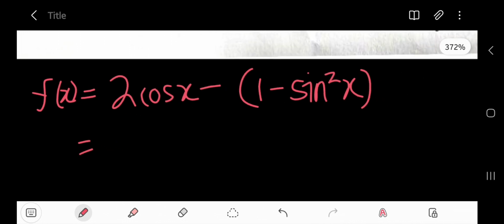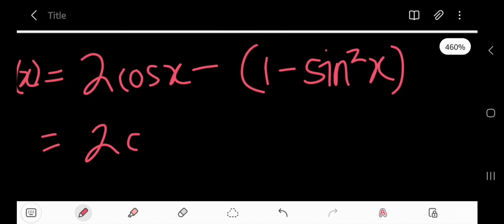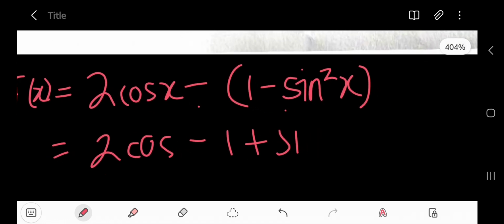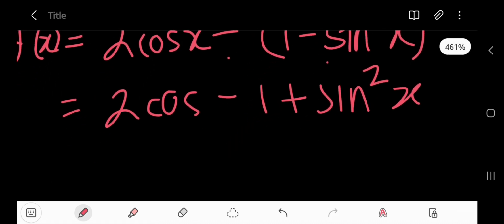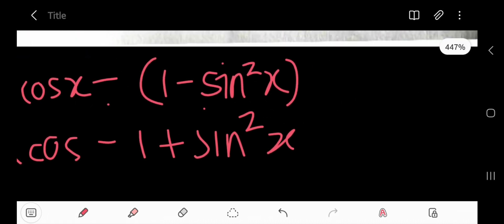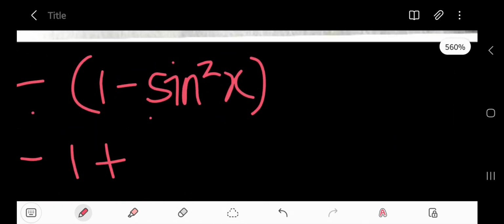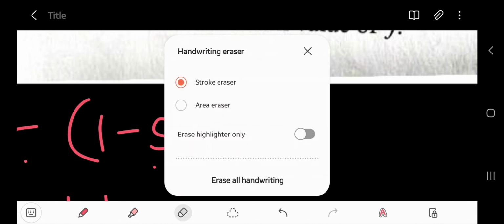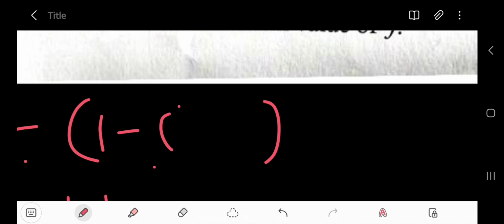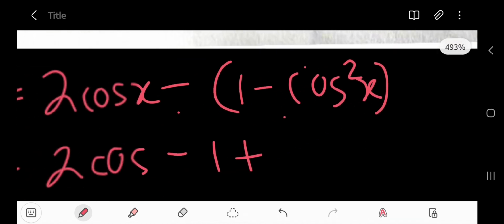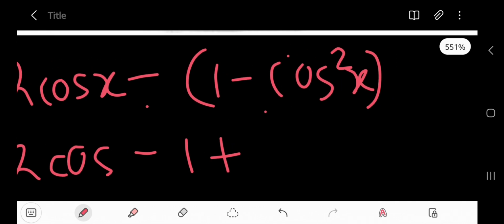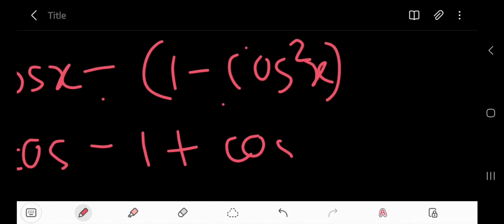Okay, so now let's continue. Cos x minus 1 plus negative sine squared x. Right, okay, I made a mistake. Sorry about that. This sine squared x can be written as 1 minus cos squared x. Remember the square identity. So this is going to be minus 1 plus cos squared x.